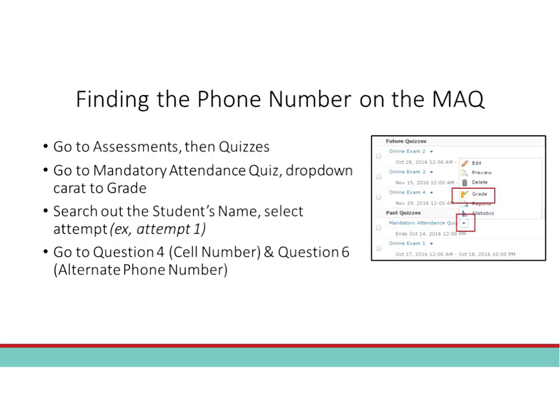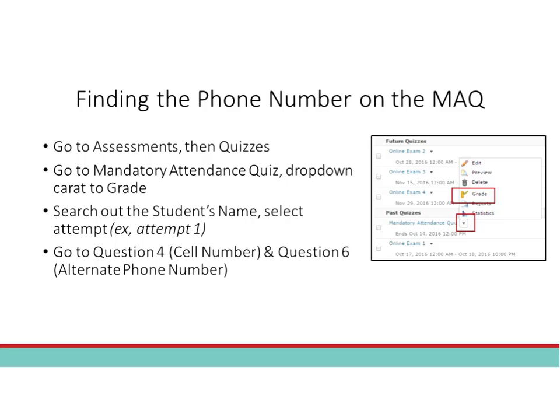And to get to that mandatory attendance quiz, you can go to your quizzes under the Assessments tab on the navigation bar, find your mandatory attendance quiz in that list, and then just click the drop-down arrow there and go in like you're going to grade it.